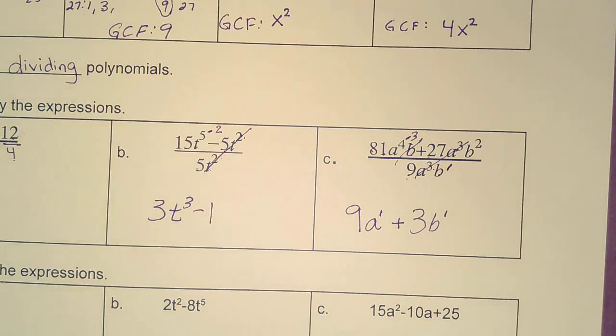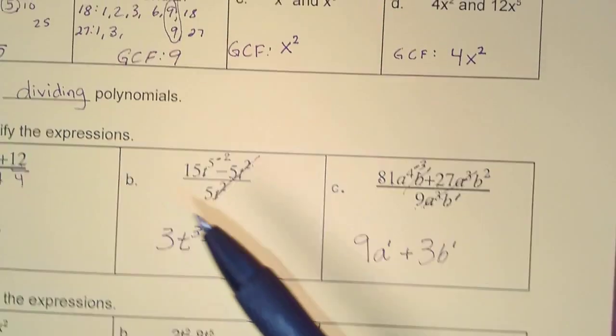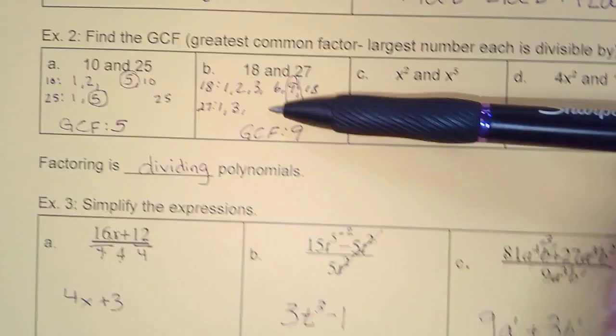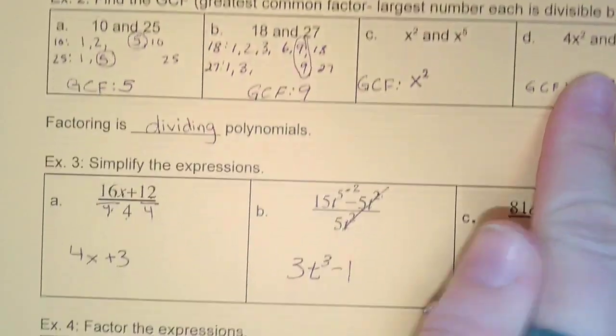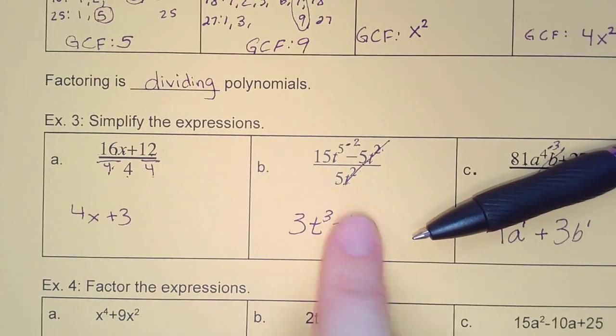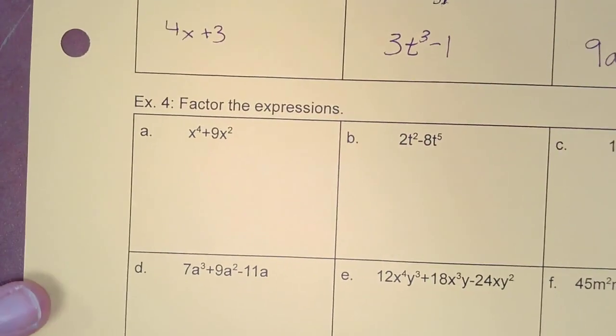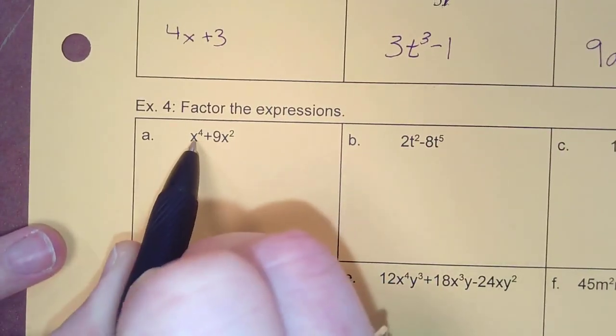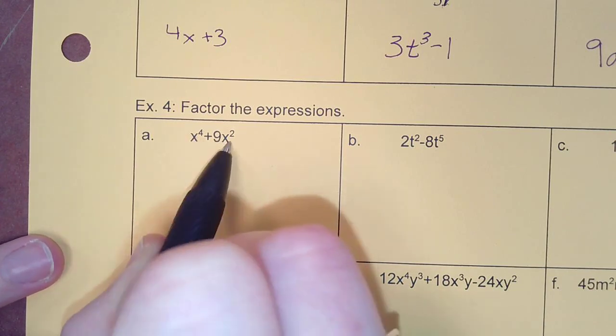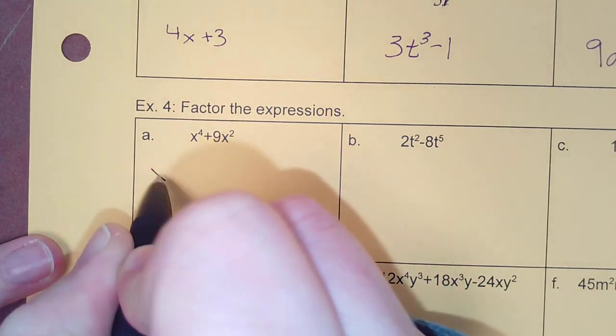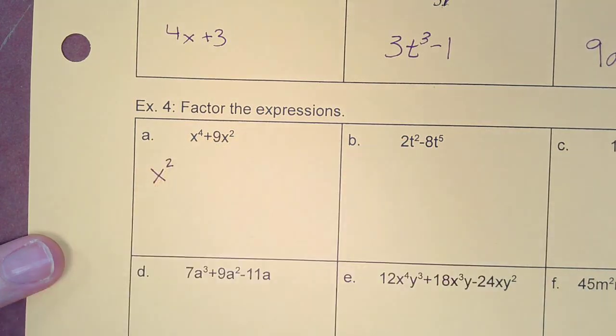Okay, so let's go ahead and factor. What we're going to do is find the GCF, like we did here, and then divide it out. So we're combining those two things. So factor the expressions. The most that I can factor out of these, this one has 4 x's to give, this one has 2. So the most I can take out is 2 x's. So x squared.